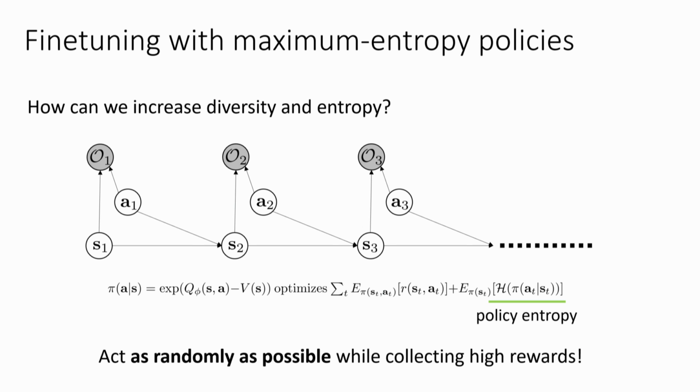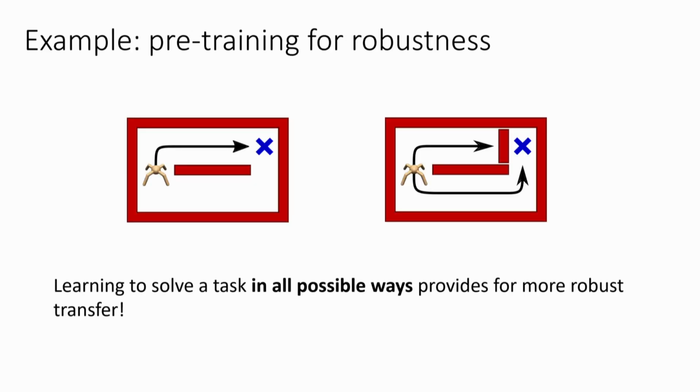Yes? It seems like the success of transfer learning depends on how similar your target and source domain are. Is there a principled way to quantify the difference between two MDPs? Right. So the question was, it seems like the success of transfer learning is quite dependent on the similarity between the source and target domain. Is there a way to quantify this similarity?